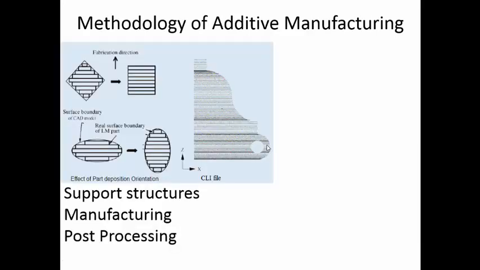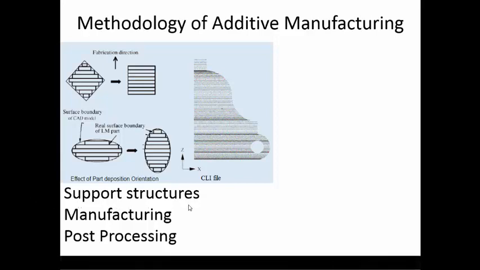Then after the slicing is done, the important thing to remember is the support structures. So what are the support structures? Whenever we are adding material, the material should remain in position. If the design of the component is such that the material will not remain in its position but falls down because of gravity, then we have to provide a support structure.